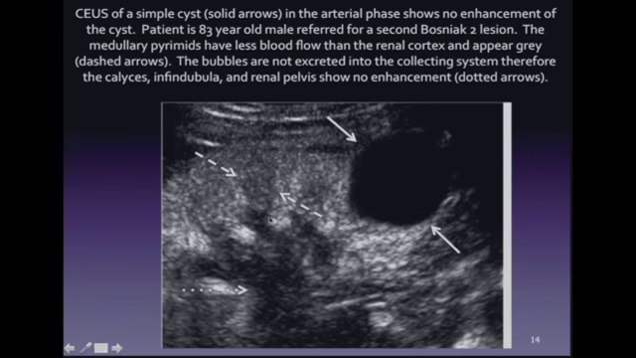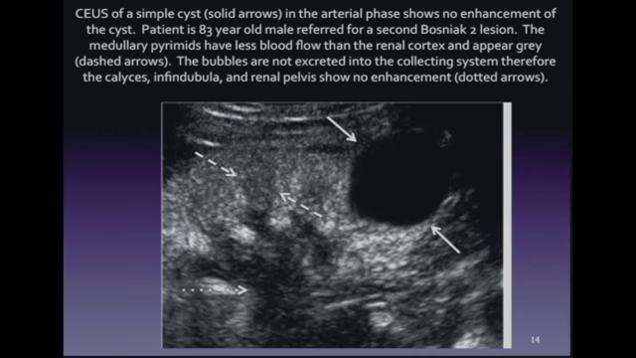Again, because we do not have excretion of the ultrasound contrast like in CT and MR, we can see the difference in blood flow between the medullary portion of the kidney and the cortex, with the medullary portion receiving less blood flow. And again, we can see the renal pelvis infundibula without any bubbles, again, because there is no excretion of the contrast.